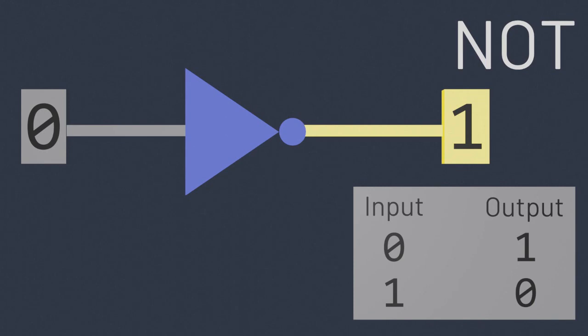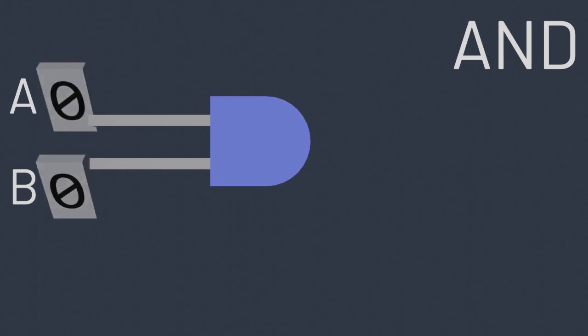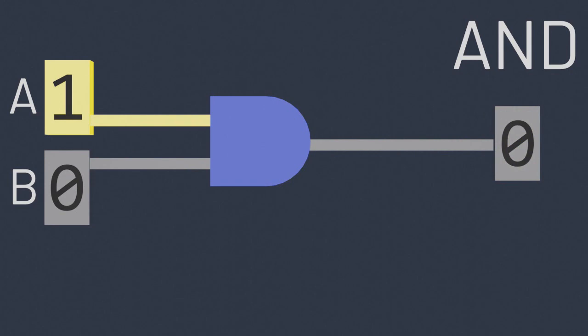Often, though, our computers need to be able to perform calculations not just on a single bit of information, but on multiple bits of information. The AND gate, shown here for example, is a logic gate that takes 2 inputs instead of 1. Let's call these 2 inputs A and B. As the name might suggest, the AND gate will output a 1 when both A and B are 1s, but in all other cases, AND will output a 0.